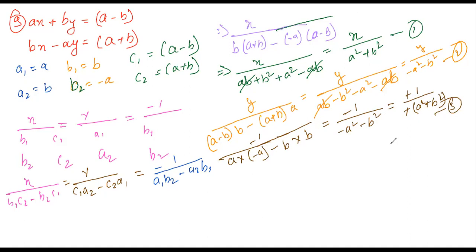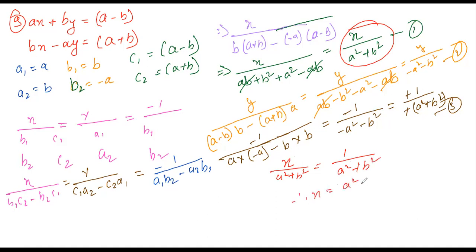Now we need to solve it out. First is x, from equation 1. So we have x by a square plus b square equals 1 by a square plus b square. So therefore x equals, if I cross multiply, a square plus b square by a square plus b square. Now if you cancel these two quantities, you will get 1. Got it? Have you understood?